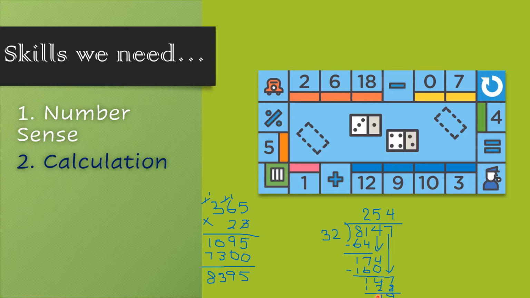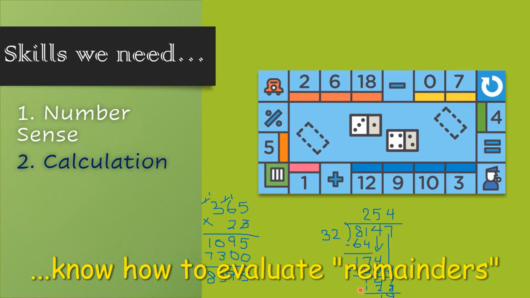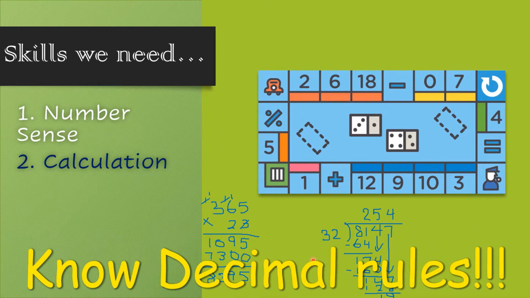And more importantly, as in my division example, there's a remainder. So you also need to understand how to evaluate remainders. Now, we're not only working with whole numbers in 5th grade, we're also working with decimal numbers as well. We can also be multiplying 3 digits by 2 digits with decimals, or we can also be dividing 4 digits by 2 digits with decimals.